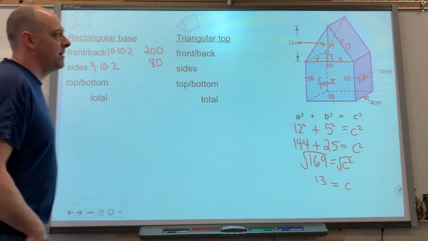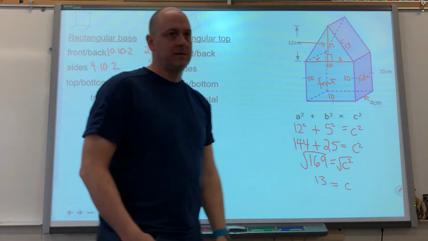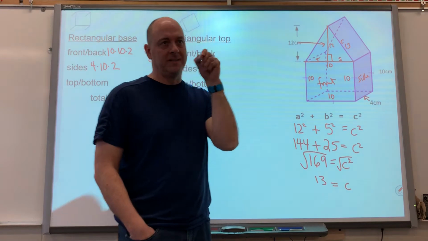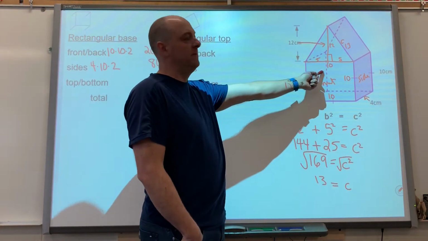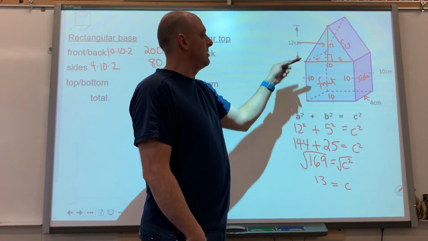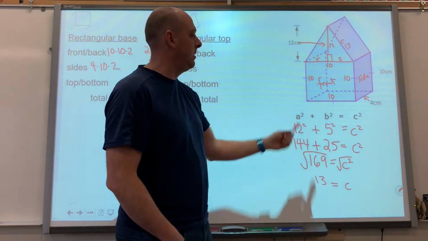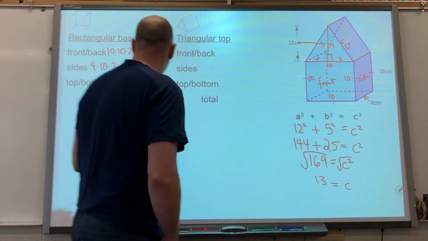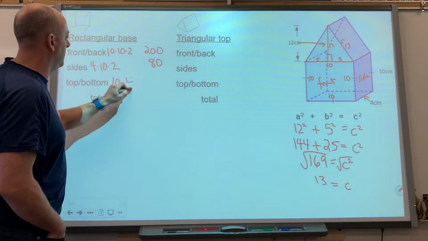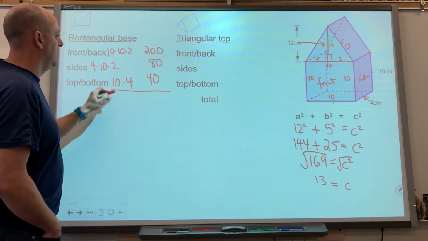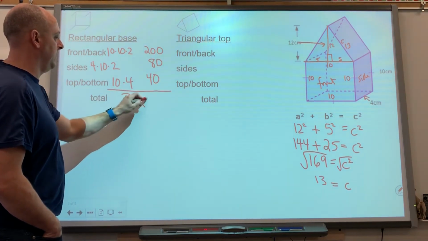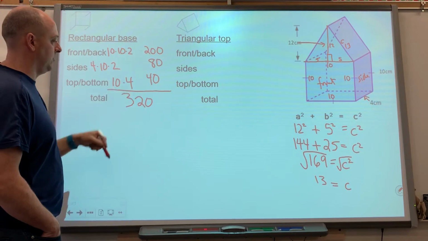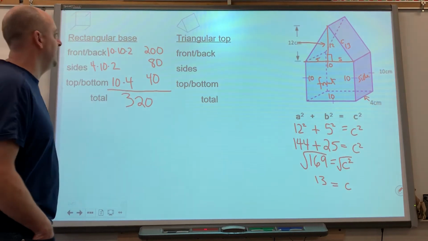The top and bottom, we don't need the top. Don't forget, this is surface area. Surface area is what you can touch. We can't touch the top of this box, so we can't include that as surface area, but we can include the bottom, a 10 by 4 bottom, which is 40. We add these together, we get 320. 200 plus 80 plus 40. So it's 320 for the rectangular base.